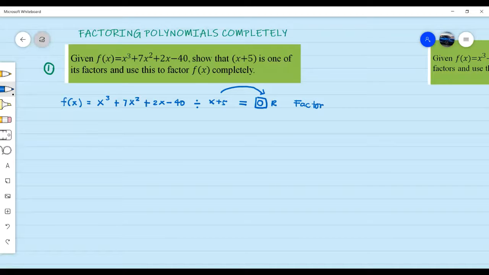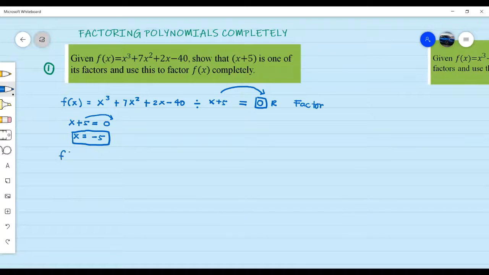Let's see. So first thing to do is to equate that to 0. x plus 5 equals 0. And then transpose using transposition. So when you transpose a positive to the other side of the equation, then it will now be negative. Or simply, we're just going to take the opposite sign of the constant here. Okay, that's negative 5. After that, we use direct substitution.